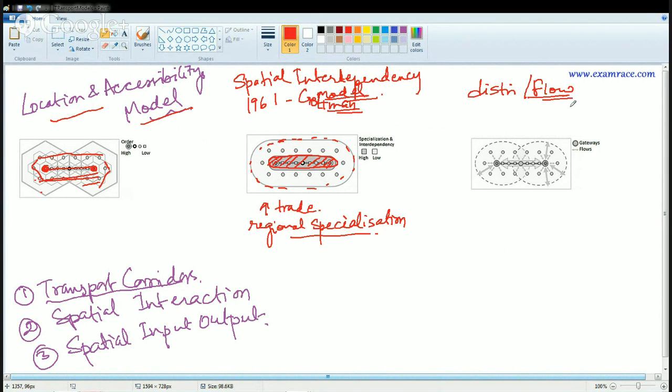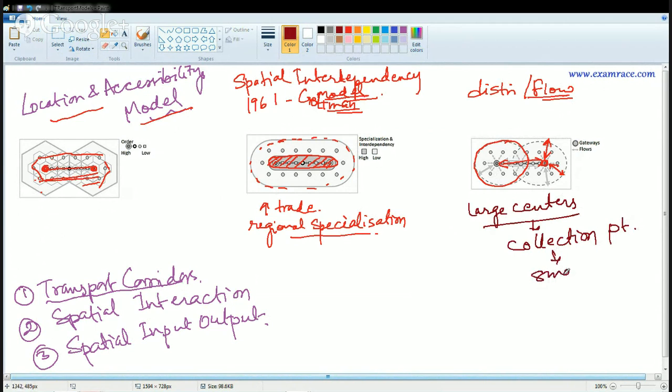The next is the distribution or flow model. This model was basically considering the fact that there is an interface with the global market. Supposedly this is a global market. Then you have the national market and a regional market, so you have interdependencies between the two. Then you have interdependency with this region, with the periphery, and so on. So this is a kind of flow model or distribution model. According to this model, the large urban centers act as collection points for the smaller centers.